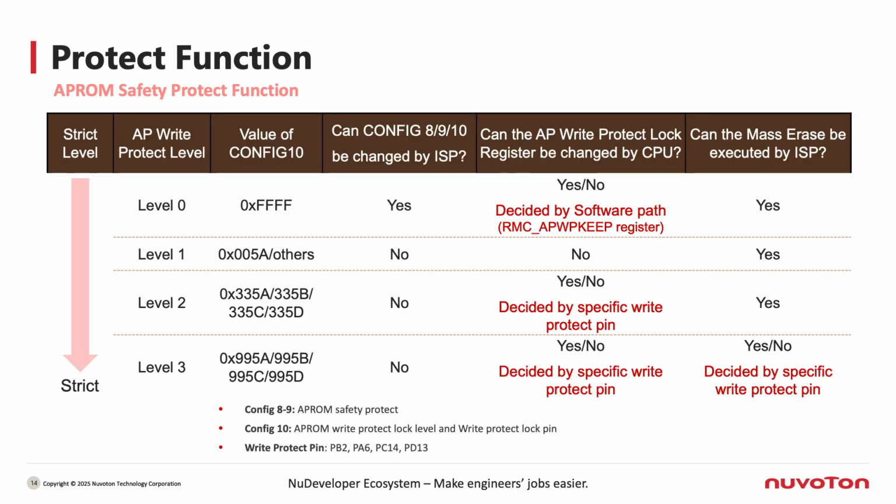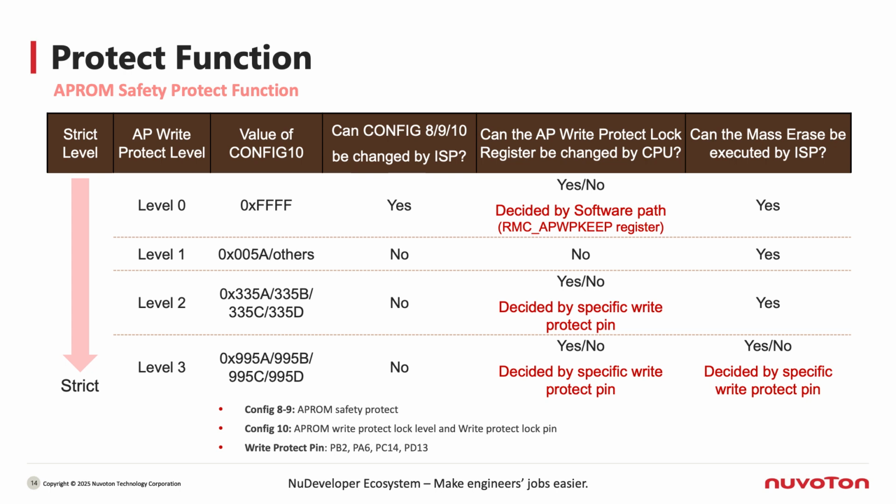Let's take a closer look at the Write Protect levels for memory. As mentioned earlier, each RMCAPWPROT bit protects an 8K bytes data block from accidental overwrites. For finer-grained protection, the Write Protect level in Config 10 determines how strict the protection is. The protection levels range from level 0 to level 3, with higher numbers indicating stronger protection. Level 0 is the lowest protection and the default setting.